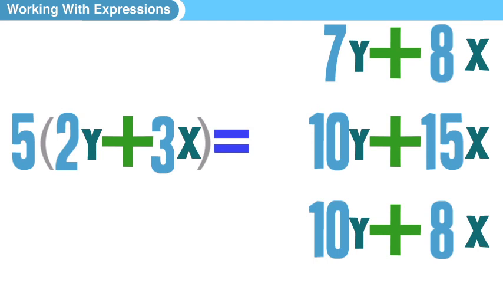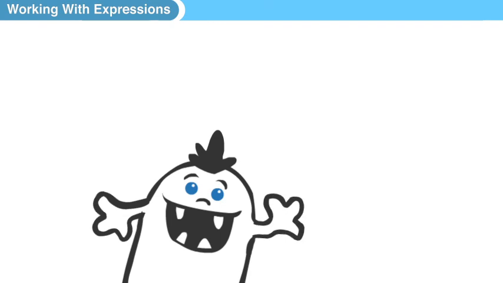Yeah, I bet you got it. It's the middle one, 10y plus 15x. You'll notice the other two aren't far off. They're similar, but just a little off. That's how they might try to stump you on a standardized test. And that, my friends, is some of the basics of working with expressions.